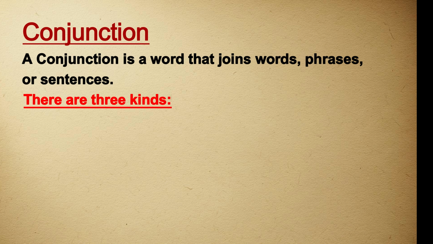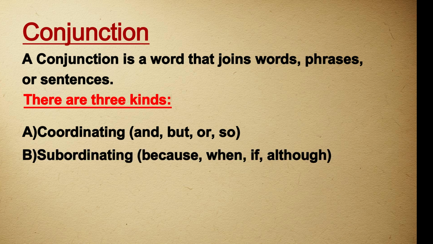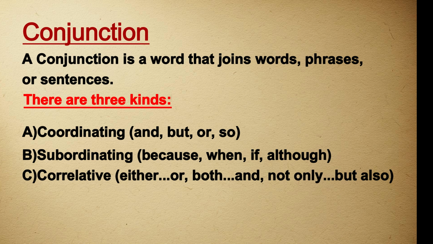There are three kinds. A. Coordinating. And, but, or, so. B. Subordinating. Because, when, if, although. C. Correlative. Either or, both and, not only but also.